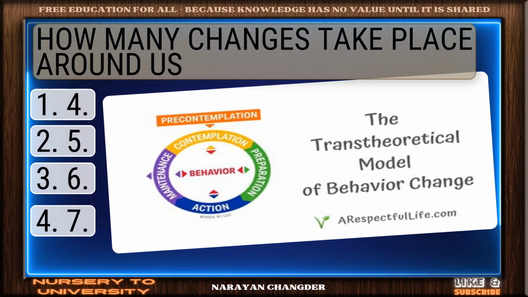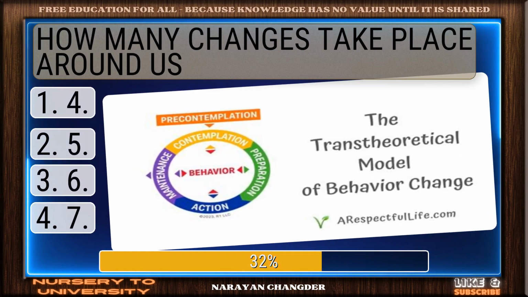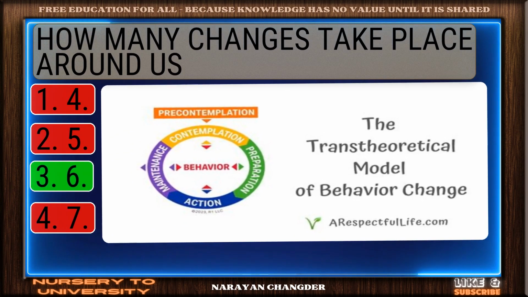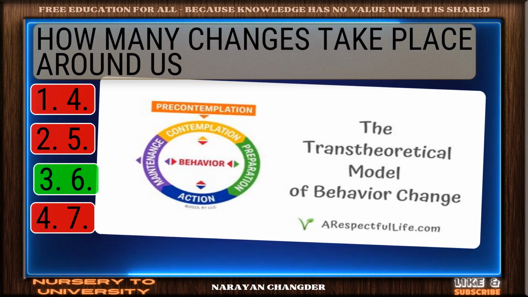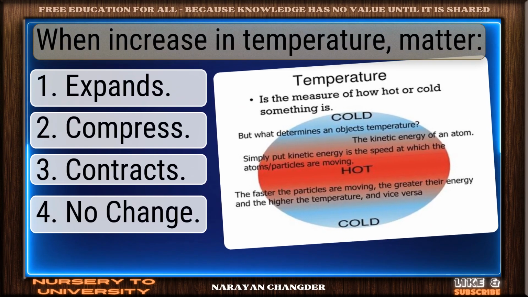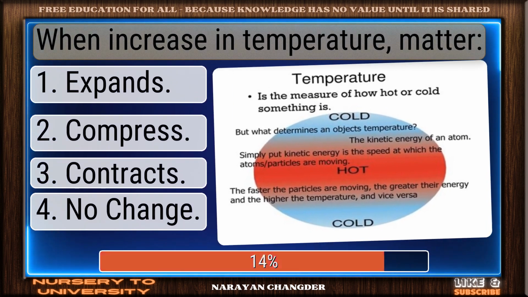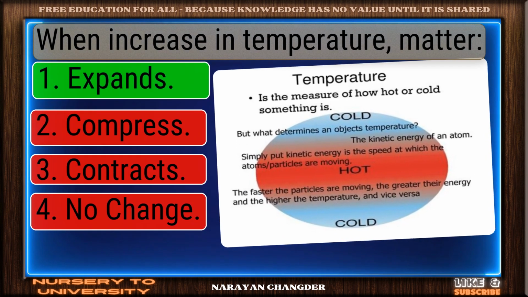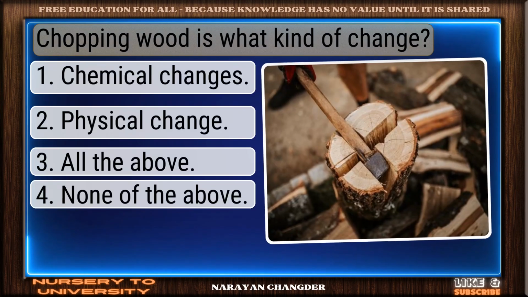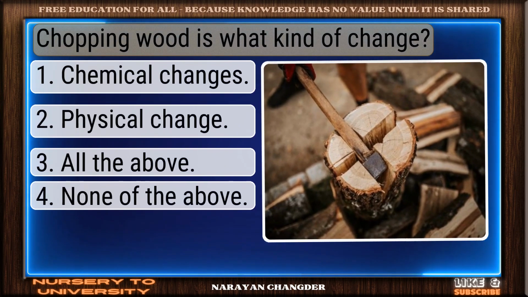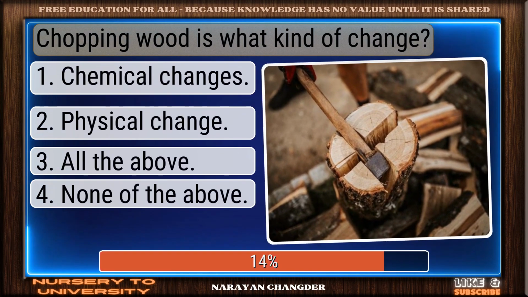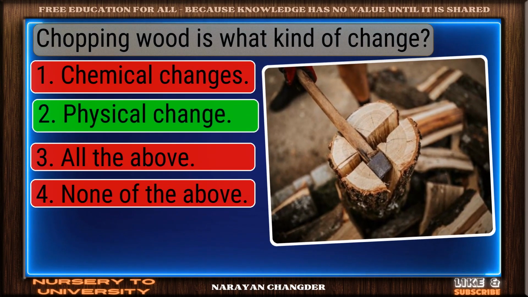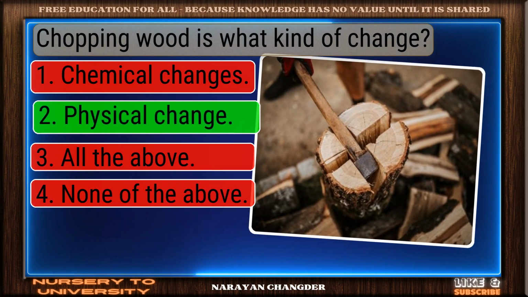How many changes take place around us? Clear logic. Your choice 6 is sound and 100% true. When increase in temperature matter? Valid point. Expands is true. Chopping wood is what kind of change? Strong choice. Physical change is the right answer.